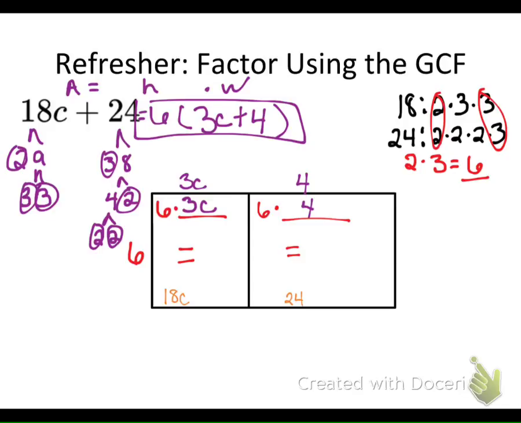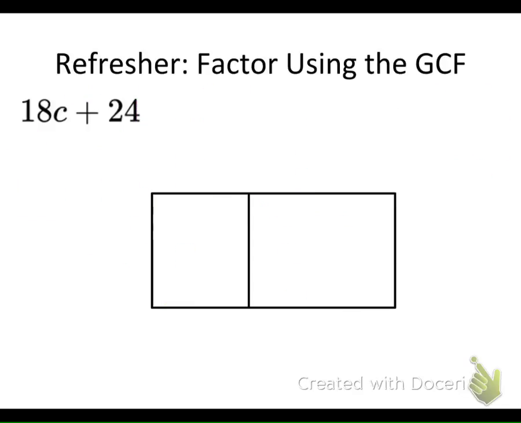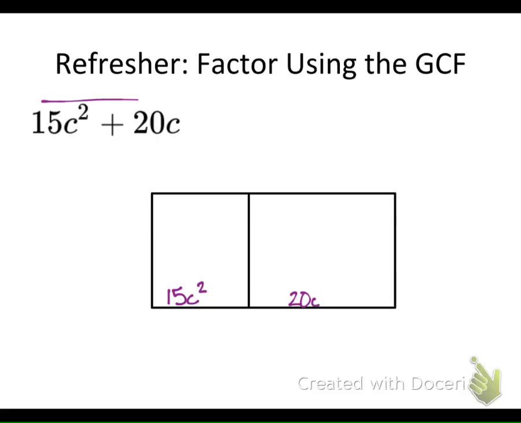All right, moving on to our next one. So we have 15C squared plus 20C. Let's go ahead and plug our areas in. So remember to plug them in order. We have 15C squared. And then we have 20C. To find our height, we're going to factor tree these out and find our greatest common factor of both.